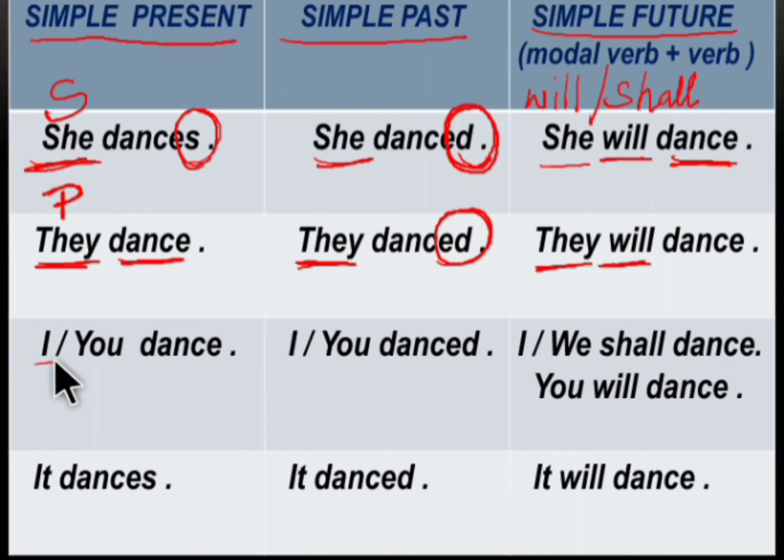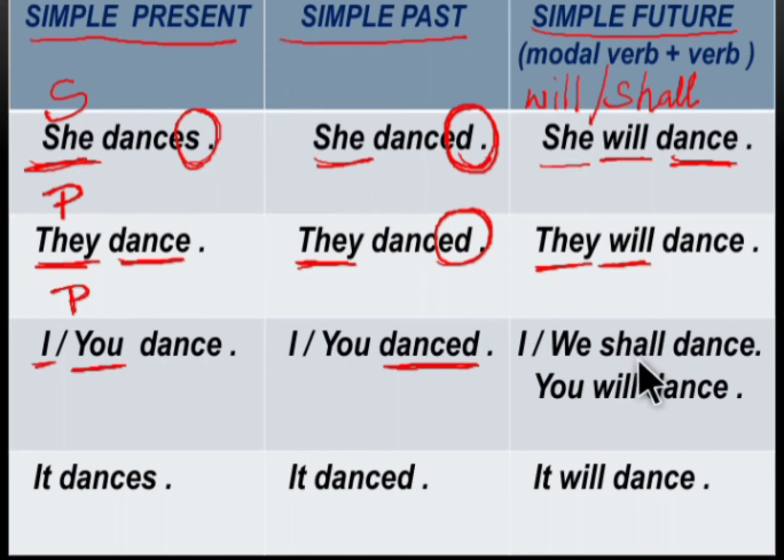The next sentence, I dance, you dance. Always I and you are considered to be special and they are considered as plural nouns, and so we use only dance. We do not add s to the verb. And in the past tense, we have the same danced as the previous example. The singular subject or the plural subject doesn't matter with the past tense.